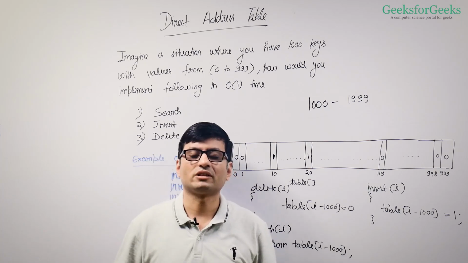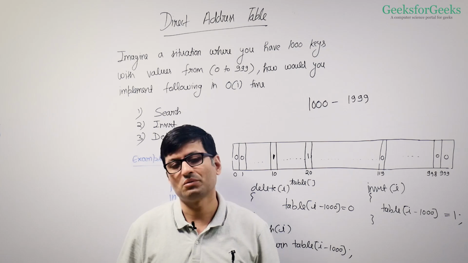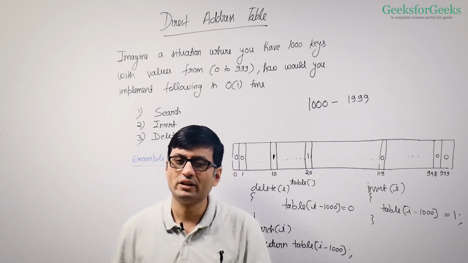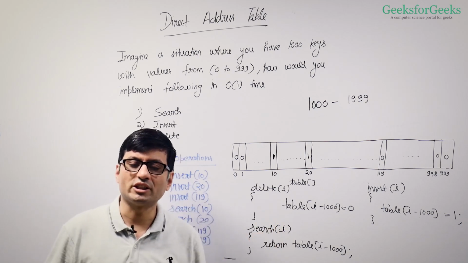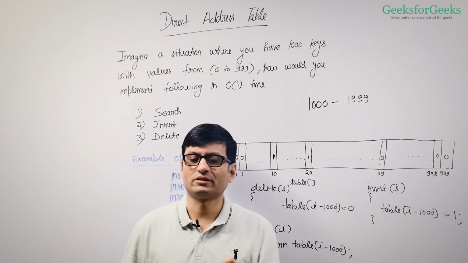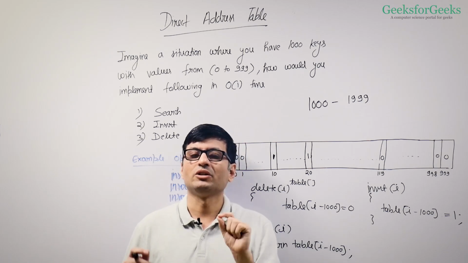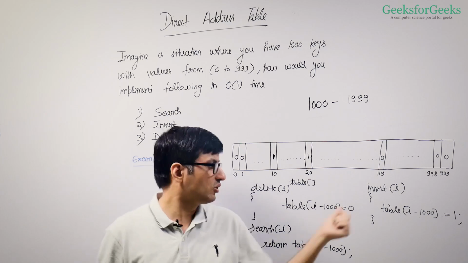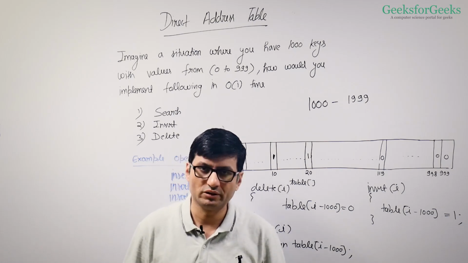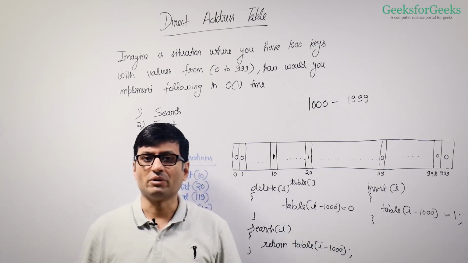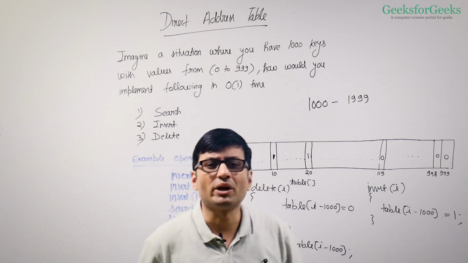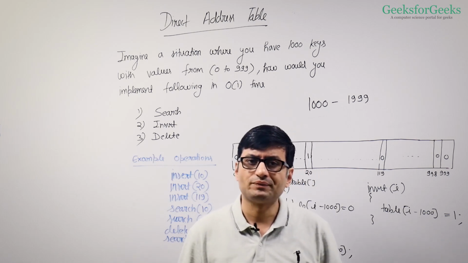A good example is ASCII values. For example, if you want to insert all the alphabet characters, small a to small z, you can use an array of size 26. These values start from 97. Small a is having ASCII value 97. You can subtract the ASCII value of small a and do all these operations in big O of one time using an array of size 26 only. So this is direct address table. We have a data structure that provides search, insert, delete in big O of one time for certain input.